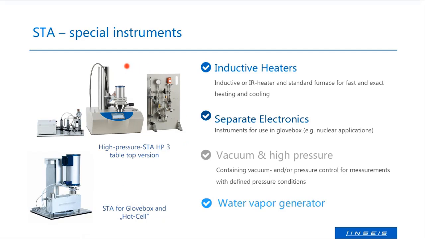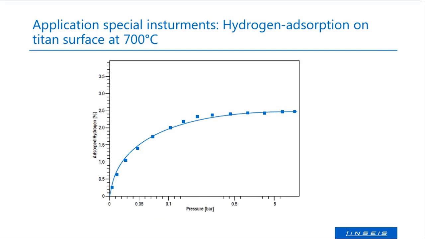So for these special instruments like inductive heaters, separated electronics, high pressure variants, water vapor variants, I want to show you also 1 or 2 examples. I told you with the pressure balance we can do sorption studies. Doing sorption and desorption can always be done in 2 ways. Either you do volumetric sorption or you do gravimetric sorption. Our balance does a gravimetric sorption. That means you see the amount of adsorbed or desorbed material by change in weight of the material.